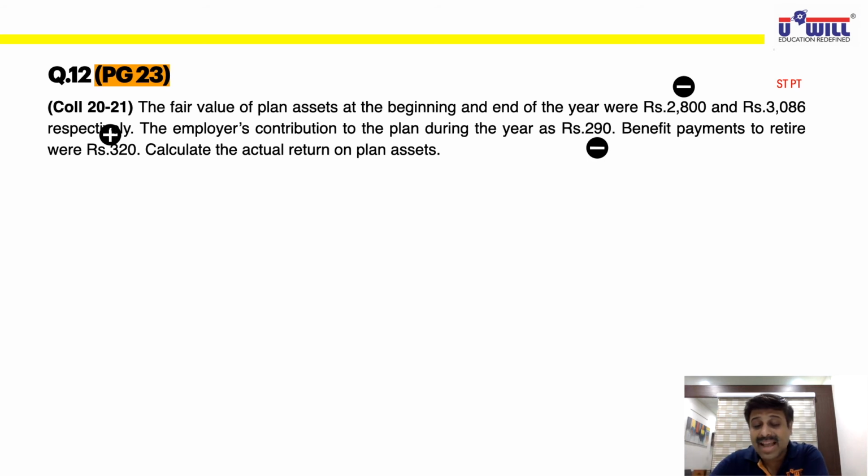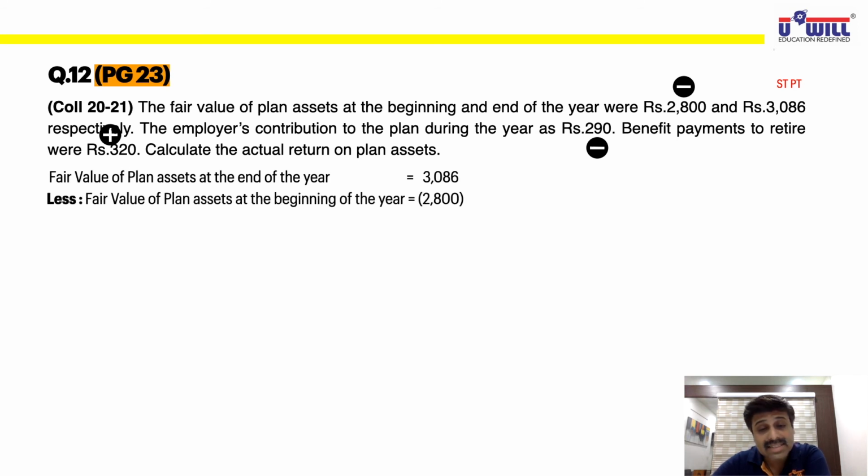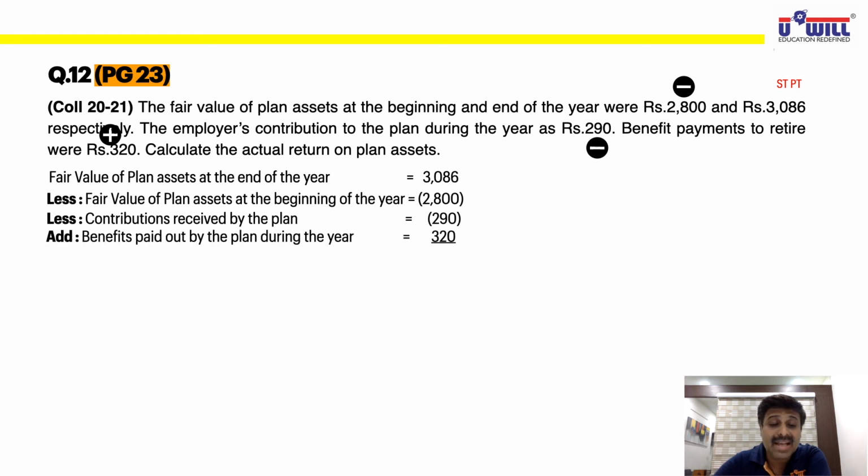Okay. Calculate the actual return on plan assets. So write down in your notebook, fair value of plan assets at the end of the year 3,086 less fair value of plan assets at the beginning of the year 2,800 less contributions received by the plan 290 and plus benefits paid out by the plan during the year 320 rupees. So actual return on plan assets is 316 rupees. Pause the video and solve this answer.